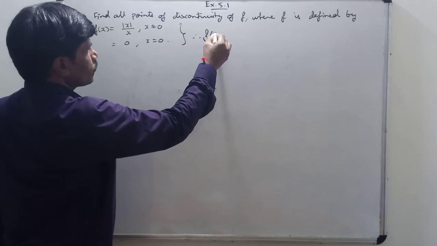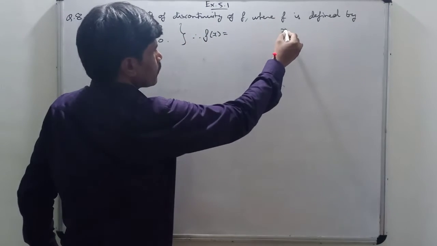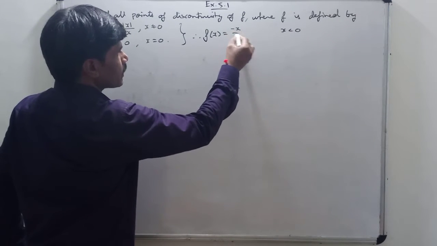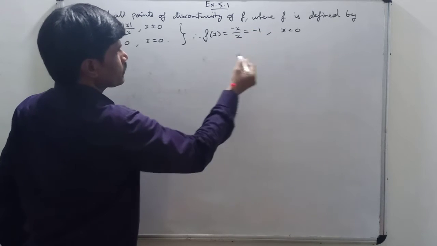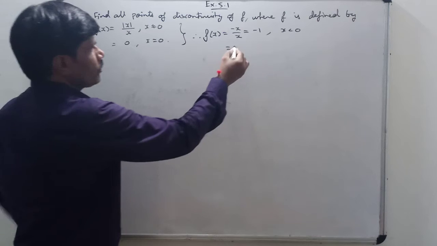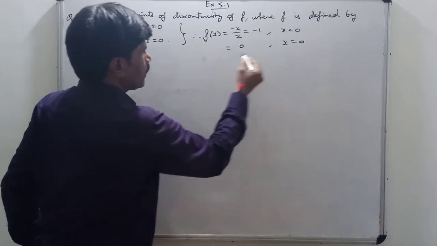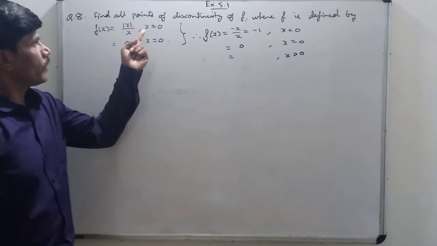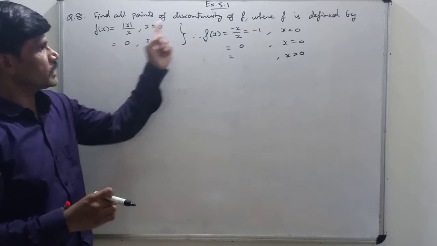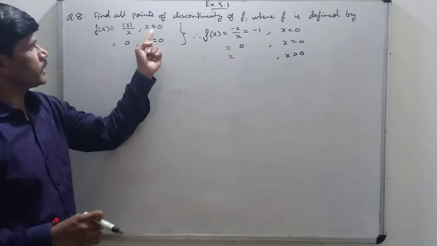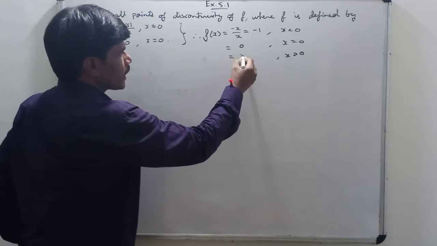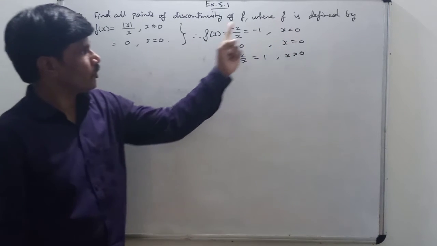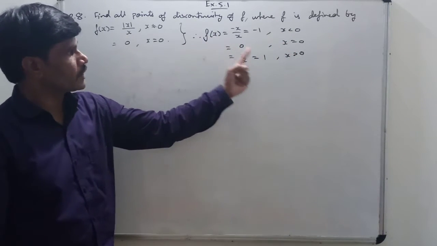So f(x) is equal to, see, when x is negative, mod x will be what? Minus x. So this will be minus x upon x, which is equal to minus 1; it is equal to 0 when x equals 0, as given; and when x is greater than 0, mod x will be plus x, so we get x upon x, that is equal to 1. It means f(x) is equal to minus 1 when x is less than 0, f(x) is equal to 0 when x equals 0, and f(x) equals 1 when x is greater than 0.